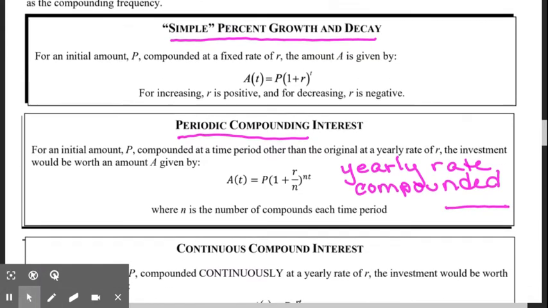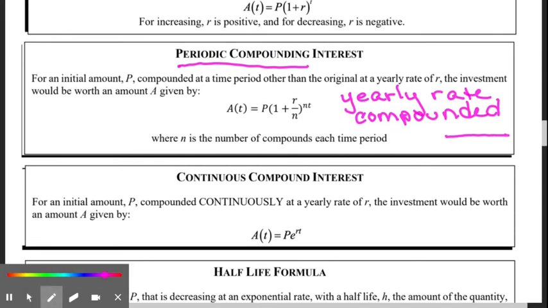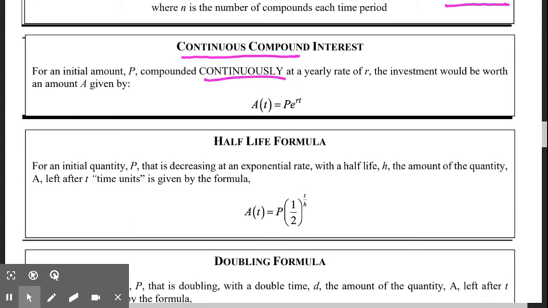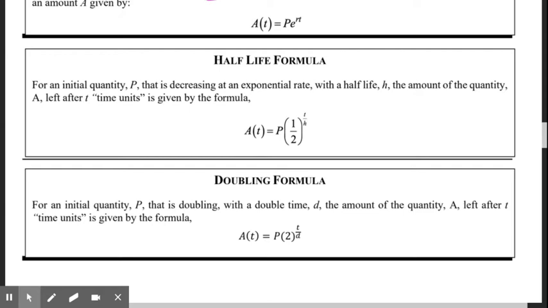Okay. Now, going off of that compounding, we have something called continuous compounding. And you'll know it's continuous compounding because of the word continuously. These last two kind of go together. There's a half-life formula and a doubling formula. Half-life you've probably heard about in science. A lot of times they use that with medicine. You take a certain type of medicine and then they determine how long it takes for half of that to be left in your body. Same idea with doubling, except they're determining how long it would take something to double.